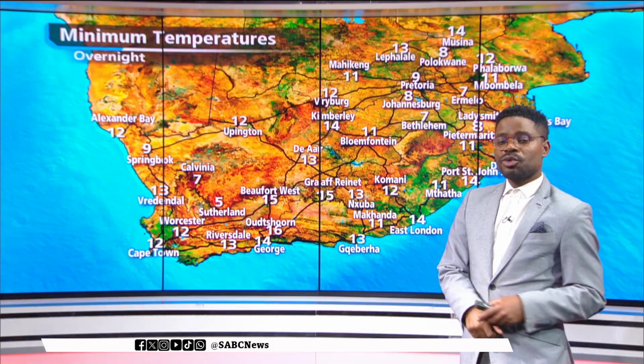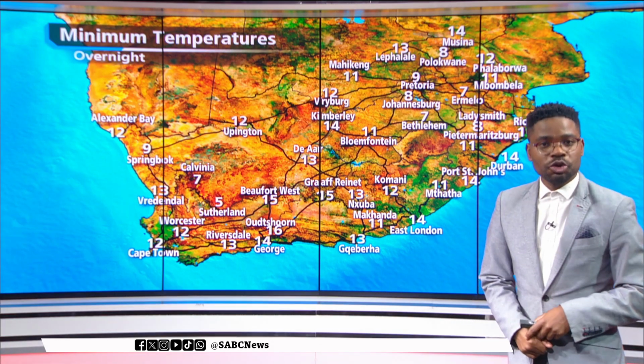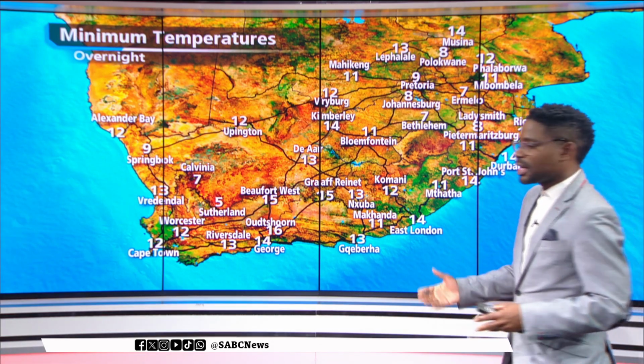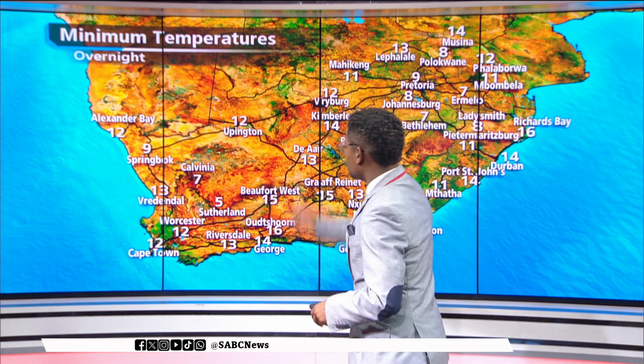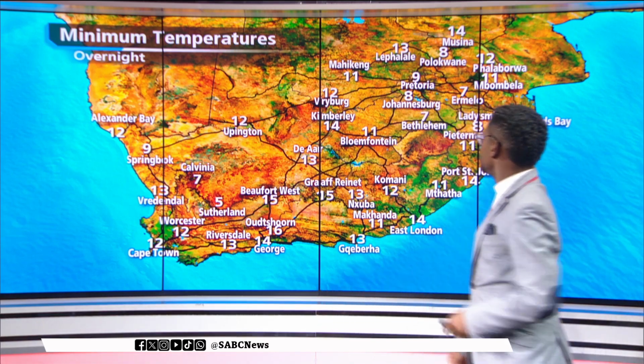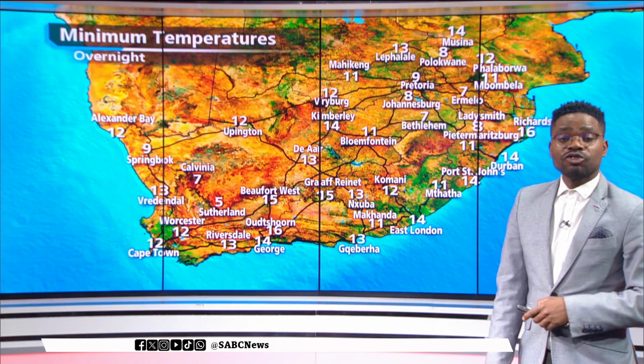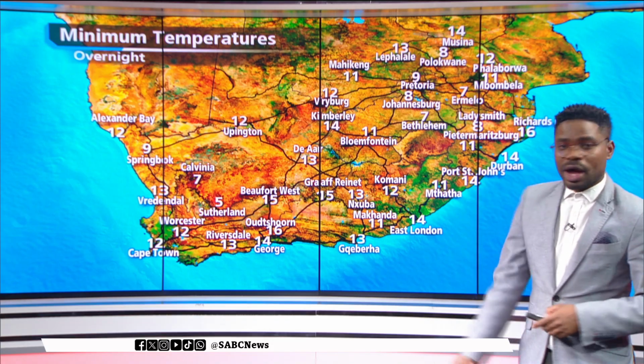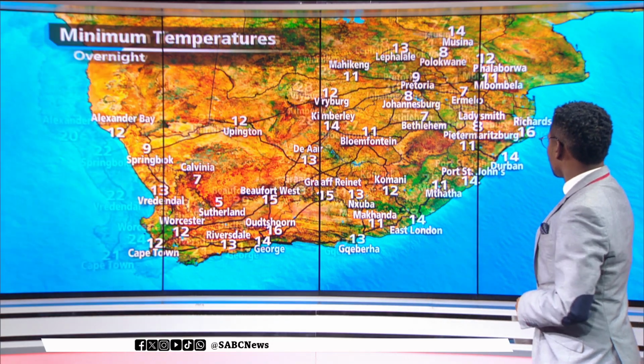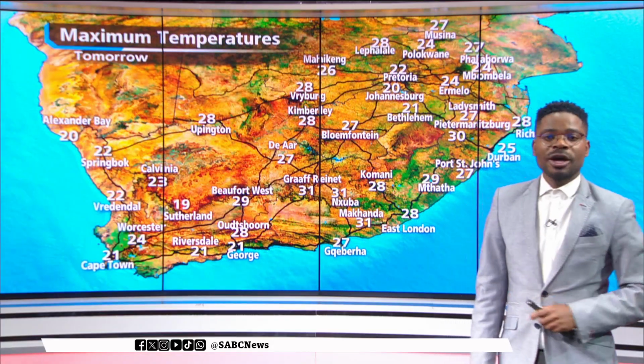Now, in terms of temperatures, we're still expecting some relatively chilly conditions, especially over Sandland. We're expecting a minimum of 5, 12 over Upington, 11 over Bloemfontein, 8 will be your minimum over Johannesburg and also over Polokwane, with 14 over Musina, and also as we move towards Durban, expecting a minimum of 14.